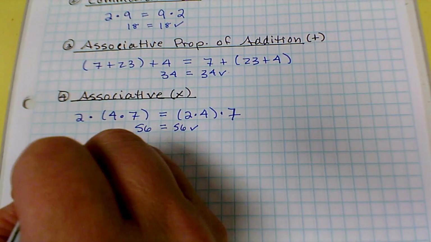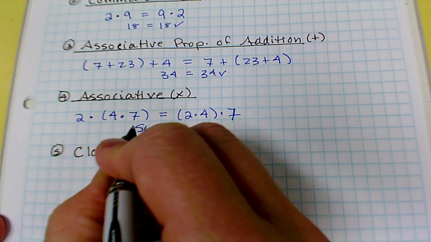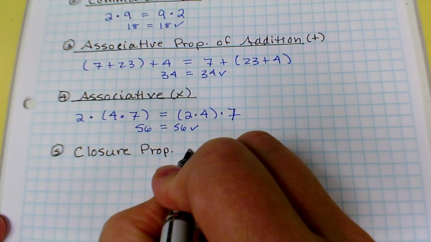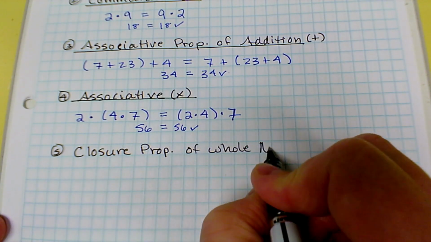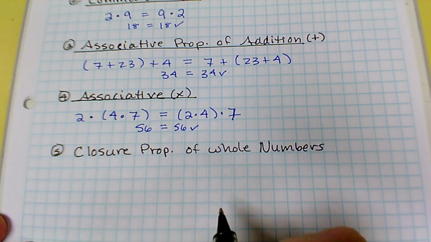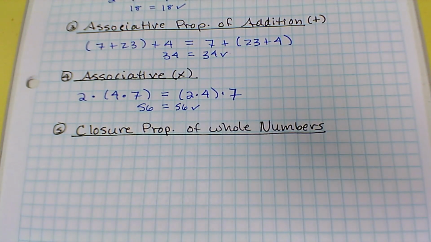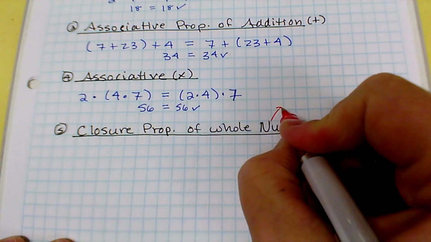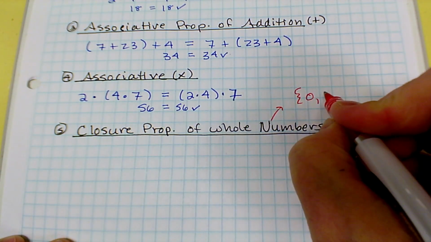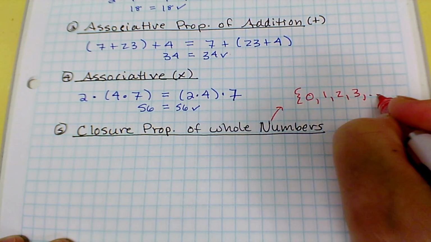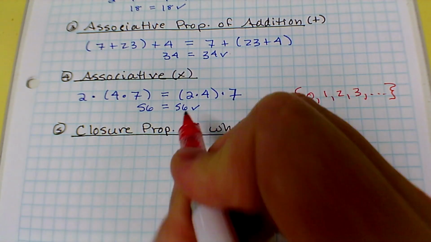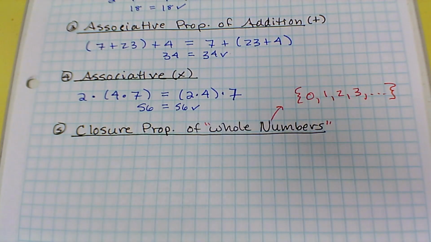All right, this is our last property. This one's a bit weird. It's called the closure property of whole numbers. To understand the closure property of whole numbers, you first need to know what your whole numbers are. Your whole numbers start with 0 and go up: 1, 2, 3, and so on. Whole numbers do not include negatives, just positive numbers and 0. So that's what whole numbers are.